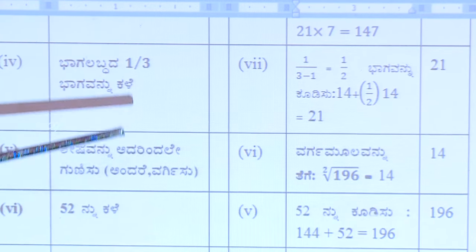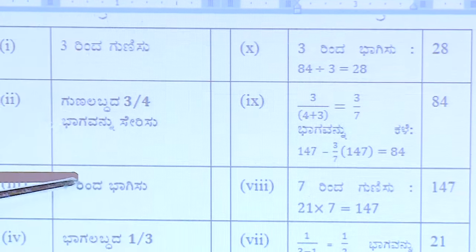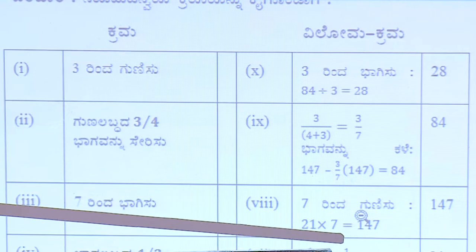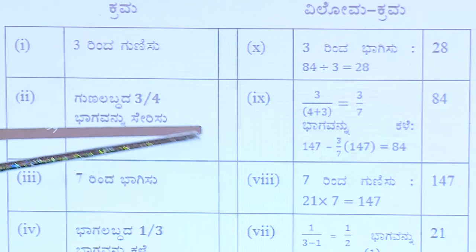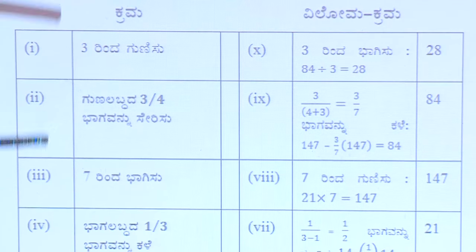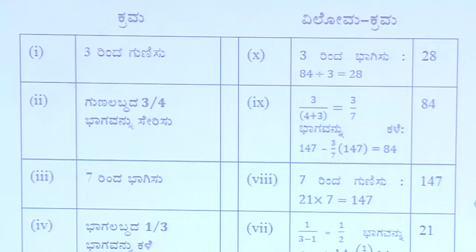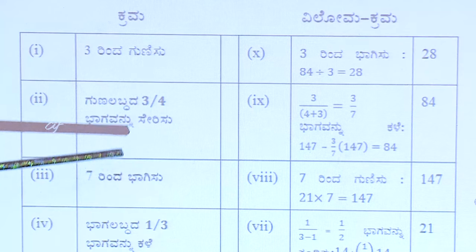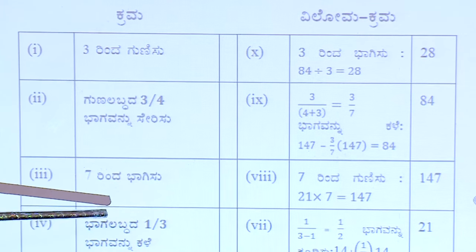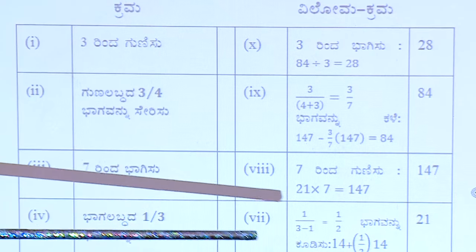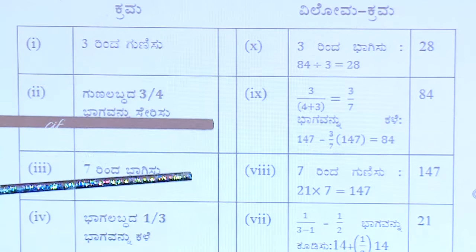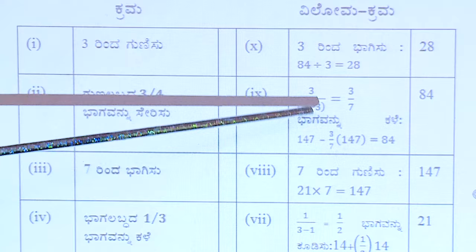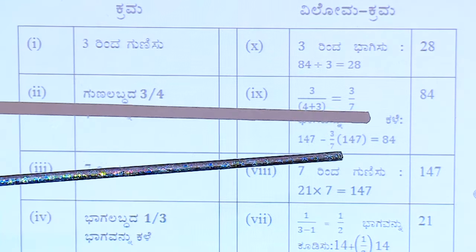Next, divide by 7. So here it should be multiplied by 7. 7 into 21, or 21 into 7, you will get 147. Next, 3/4 part is to be added. That means what we have to do? Again the same process. Here there was subtraction, here there is addition. Earlier it was subtraction, that's why we subtracted the numerator from the denominator. Here it is addition, so we add the numerator to the denominator. So 3 by 4 becomes 3 by 7.